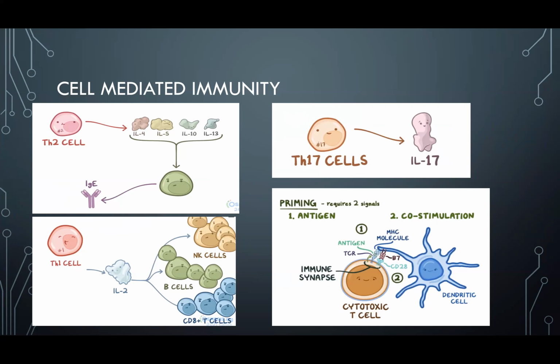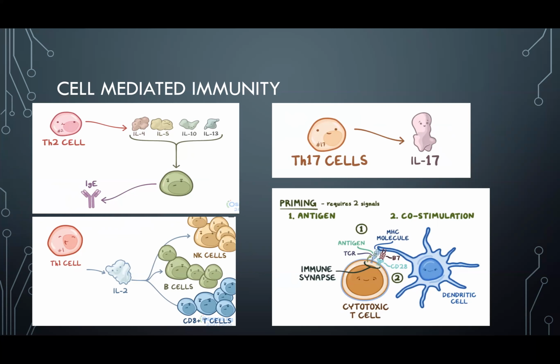T helper 17 cells develop in bacterial and fungal infections and induce inflammatory reactions against these infections. The main role of T helper 17 cells is causing inflammation by stimulating macrophage and neutrophil recruitment. T helper 17 cells secrete interleukin-17, which we see on the screen on the top right, and this stimulates chemokine production from other cells.